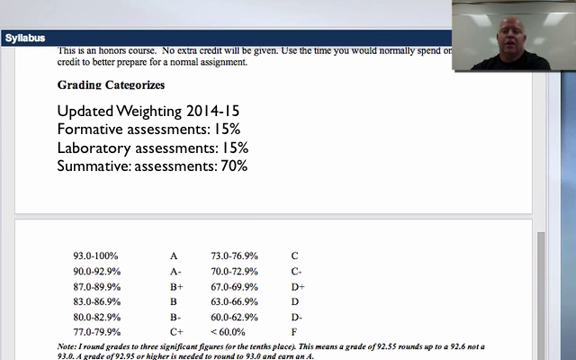And summative is kind of how it sounds also. It's the sum, or it's the ending of a unit or of a trimester. So summative is our unit test. And that holds the bulk of your percentage, which is 70% of the grade is those summative tests.